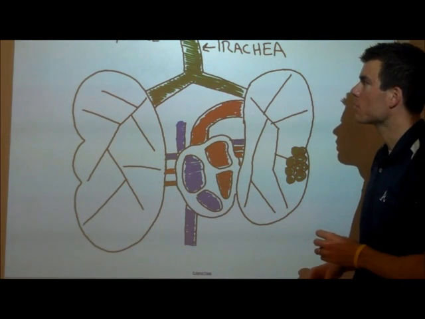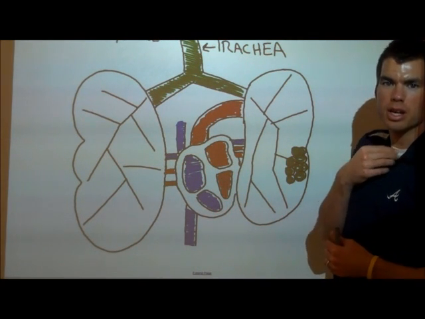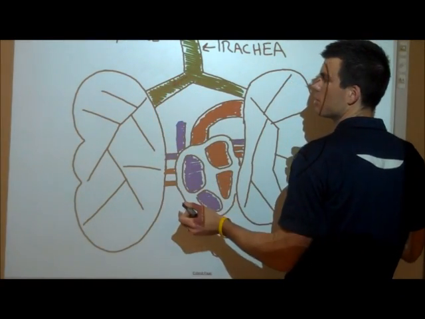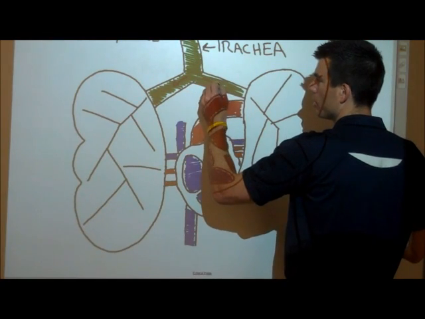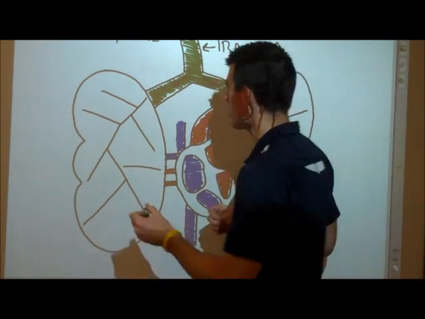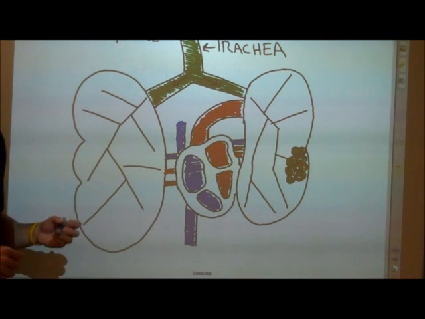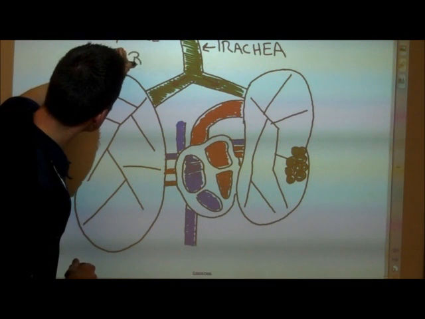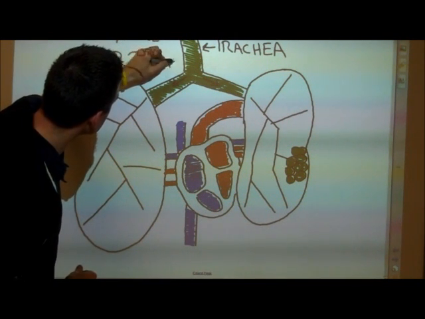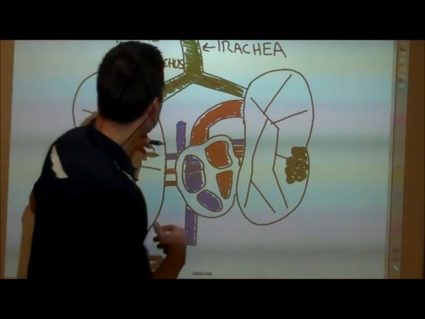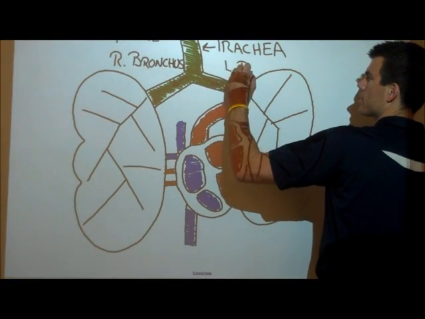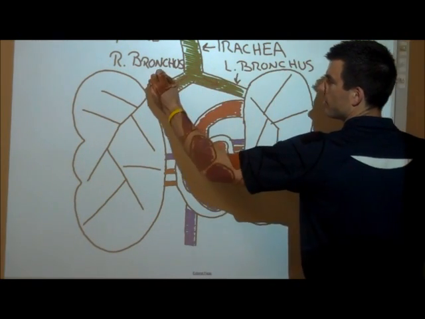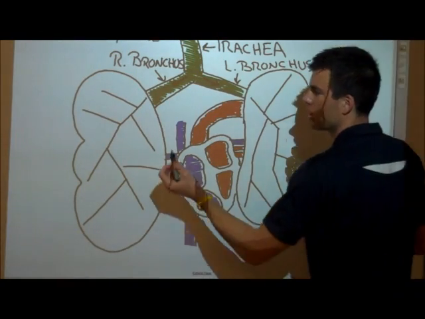That is the trachea. From the trachea, as it goes down towards our lungs, it splits into two branches. So you can see one branch goes to the right lung, and one branch goes to the left lung. These branches that lead to the lungs are called the bronchus. So we have the right bronchus, B-R-O-N-C-H-U-S. Obviously this one would be the left bronchus. And those are just the tubes that lead to the lungs.